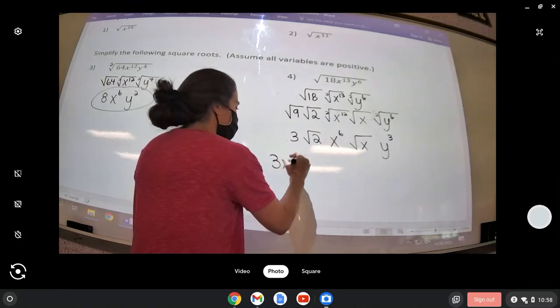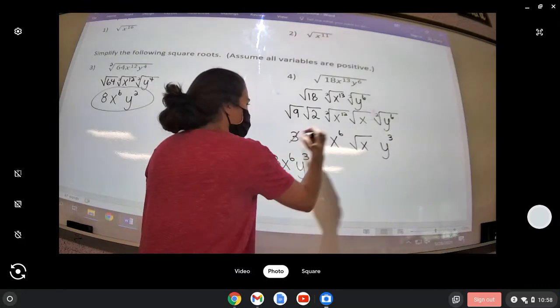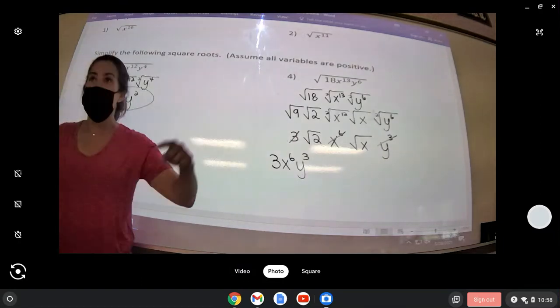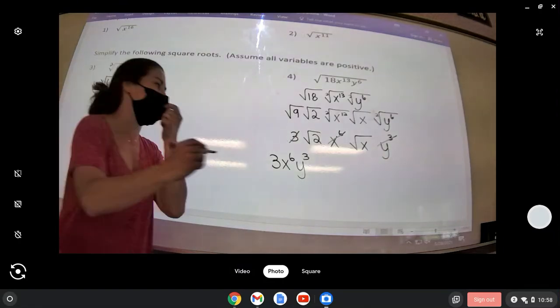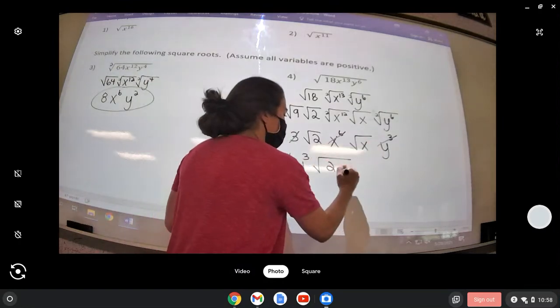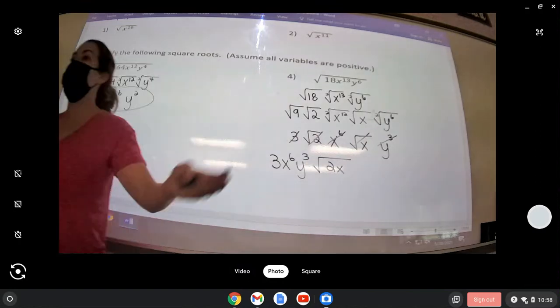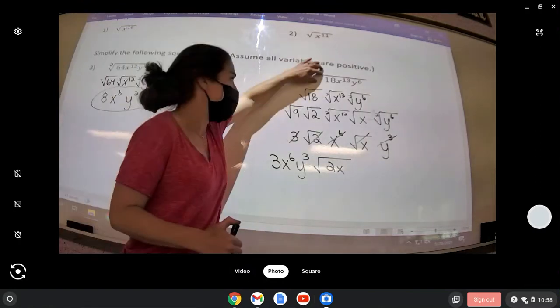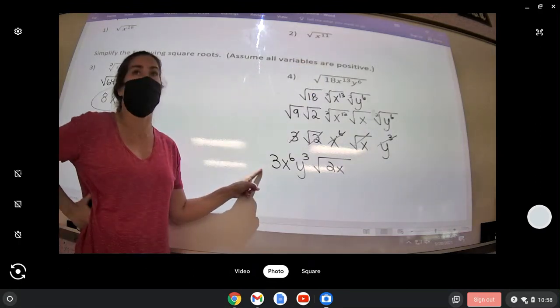That's 3, x to the 6, y to the third. Done, done, done. Now, anything that is under a square root, multiply it together and put it under one square root. So that's going to be the square root of 2 times x, which is 2x. Done and done. And now everything is where it needs to be, and that's your answer. The square root of this is that. That's what it simplifies to.